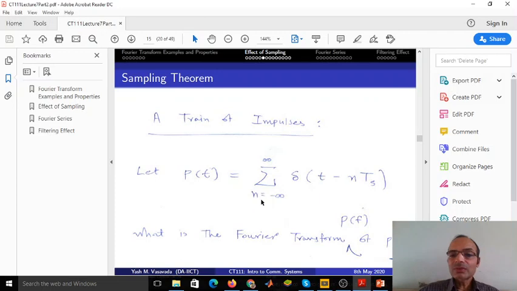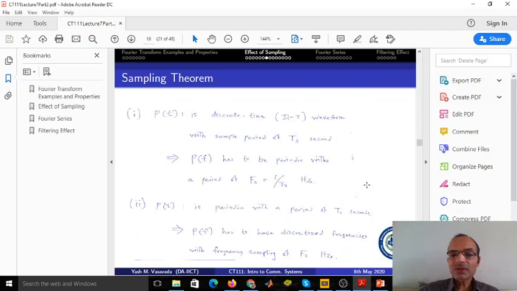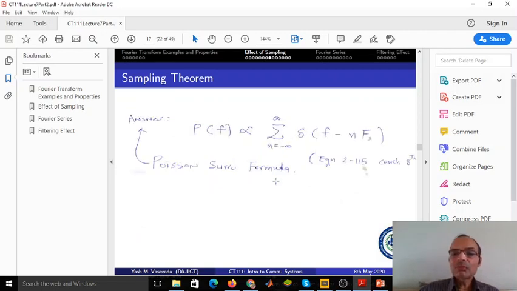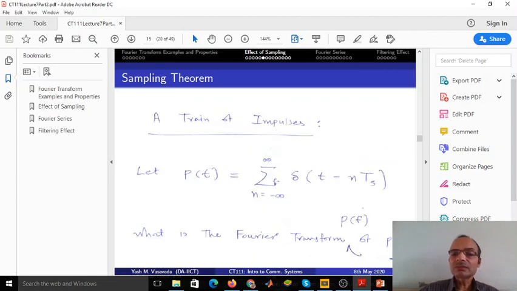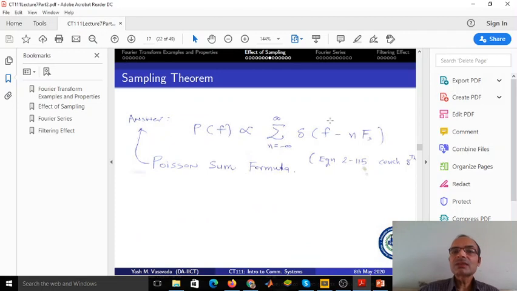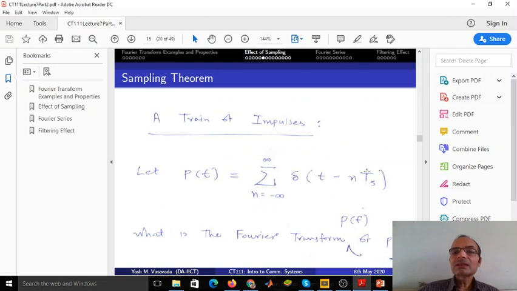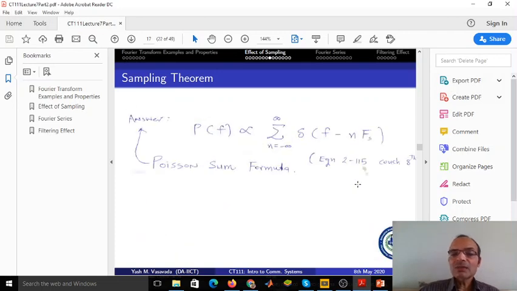So here it was separated by capital T of s. And remember, capital F of s is the inverse of capital T of s. So in both cases, in the time domain we have an impulse train, and in the frequency domain also we have an impulse train. The difference is that as I keep on increasing this T of s, meaning I keep on making the separation between the impulses in the time domain bigger and bigger, the separation between the impulses in the frequency domain becomes smaller and smaller, and vice versa.